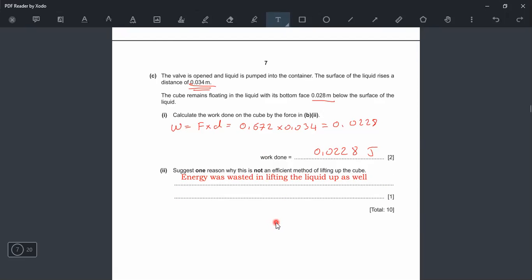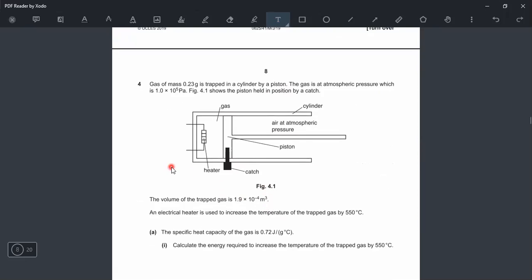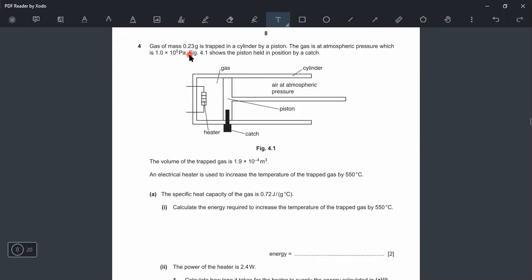Capiche? Next. A gas of mass 0.23 grams is trapped in a cylinder by a piston. The gas is at atmospheric pressure, which is 1 times 10 power 5, standard really. The volume of the trapped gas is 1.9 times 10 power negative 4. I know this diagram looks a bit threatening, but don't let it scare you. It's basically just a piston.